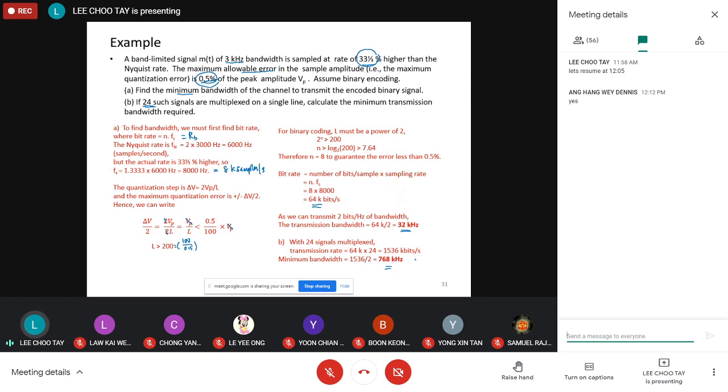I have some similar questions in the tutorial sheets, so you may want to try and do them after the lecture. That will definitely help you to understand the concept better and also know how to go about it.